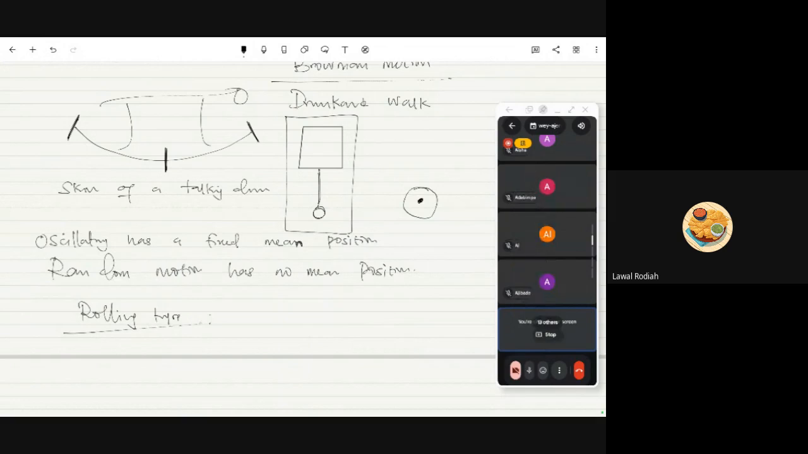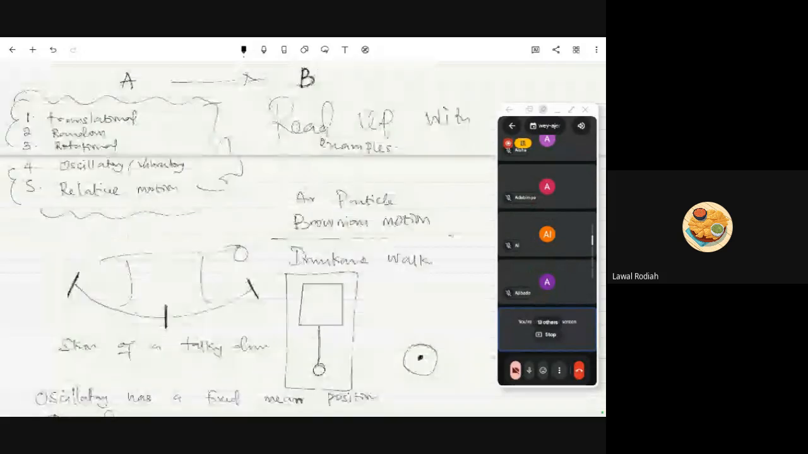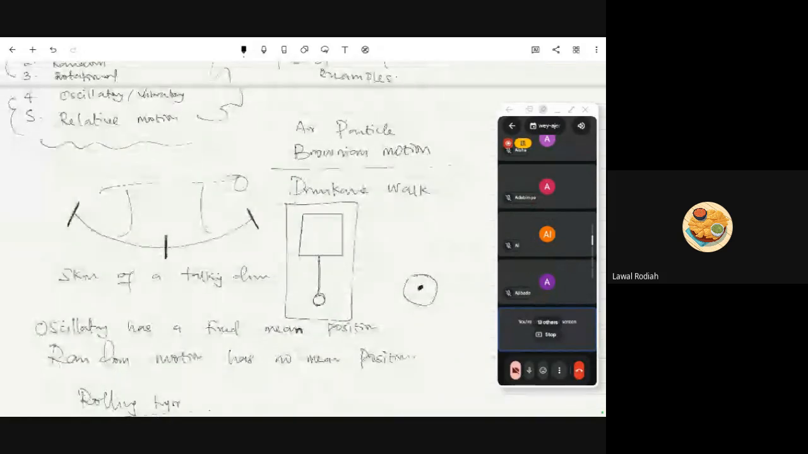So don't forget, rotational and circular motion are different. Very important. Rotation requires a fixed axis within the body, while for circular motion, no axis is needed. Oscillatory motion, we can explain that one now. So now let's talk about relative motion.